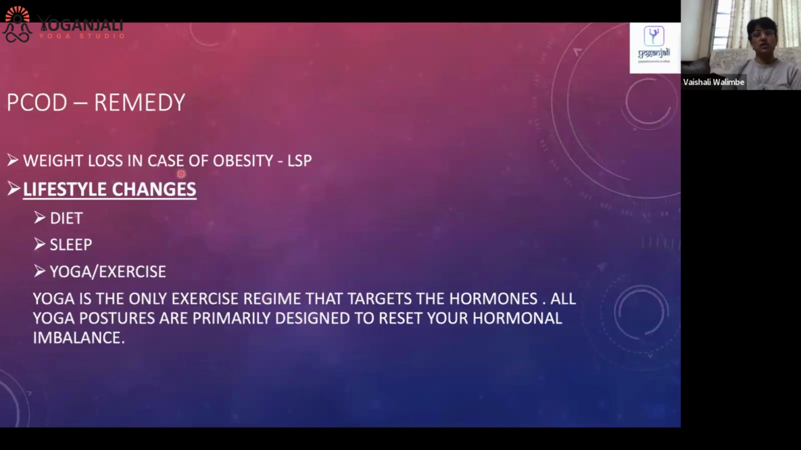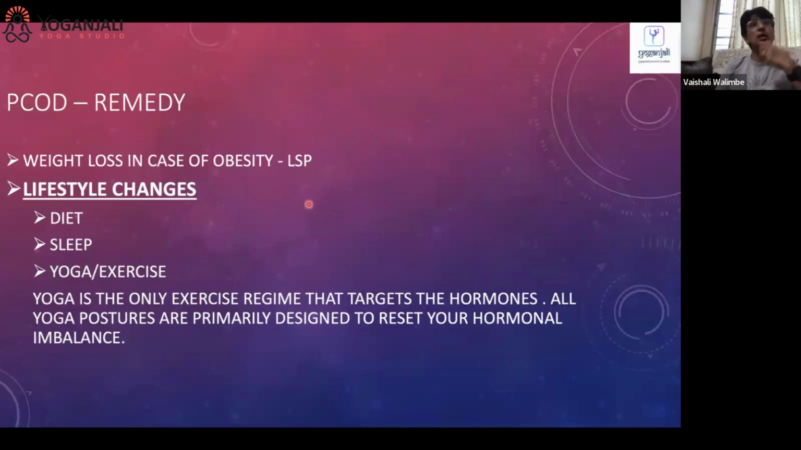One is weight loss in case of obesity. So in case of obesity, we always prescribe that you reduce your weight a little, and after that you go for pregnancy. So there are many remedies in this. One of the main remedies is Laghu Shankha Prakshalan, where we clean the body completely by drinking lots of water and doing 4 asanas. Okay, so this is Laghu Shankha Prakshalan, which we prescribe for obesity.